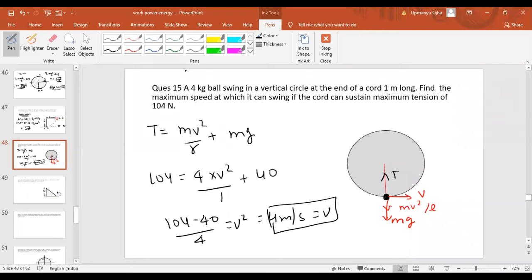The most important point we have to see here is that the maximum tension of the chord would be at point A, the lowest point. Fine. Did you all understand this or not? Okay, next.